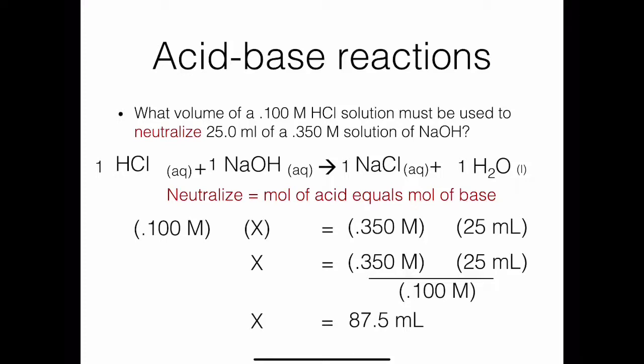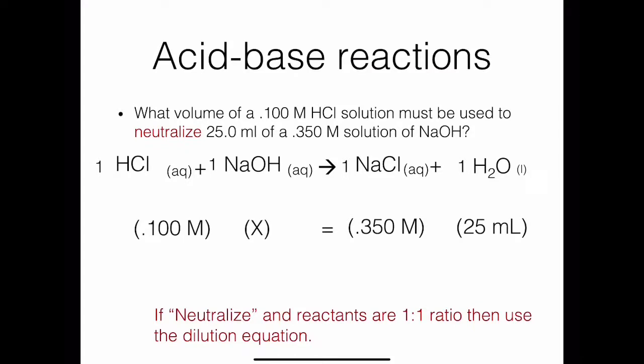Now those numbers looked a little bit different, but in the last problem, the number was reported as 0.0875 liters. So those numbers are actually equal in terms of their quantity, they're just in different units. So the numbers are reported just a little bit differently. If you see the word neutralize, that word is very important because that tells you that you're looking at moles canceling each other out. So if you see the word neutralize and the reactants are 1-to-1 ratio, then you can use your dilution equation. So here we see they are a 1-to-1 ratio. So you can use the dilution equation here.